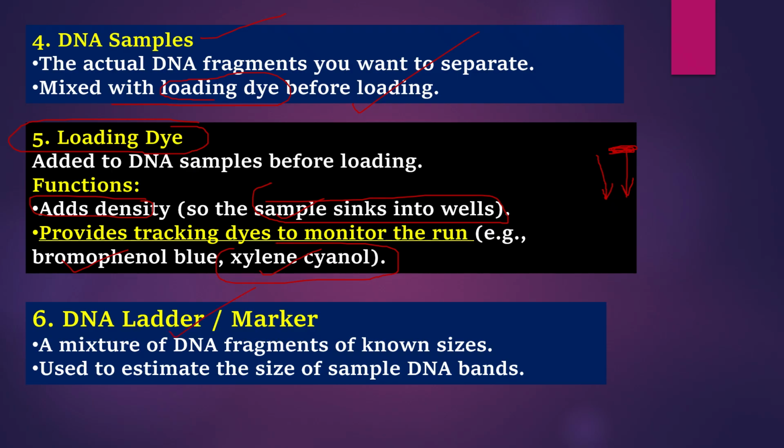Sixth is DNA ladder or marker. If you want to find out a specific weight of your DNA fragment, then in well number 1 you can add the molecular marker whose molecular weight is known to you, and you can estimate the size of your unknown sample of DNA bands. So what is a marker? A mixture of DNA fragments of known sizes. Taking that as a reference, you can determine the weight of the DNA bands.